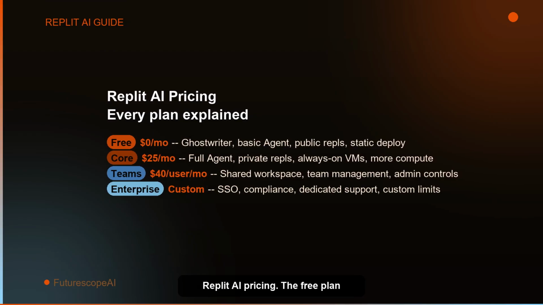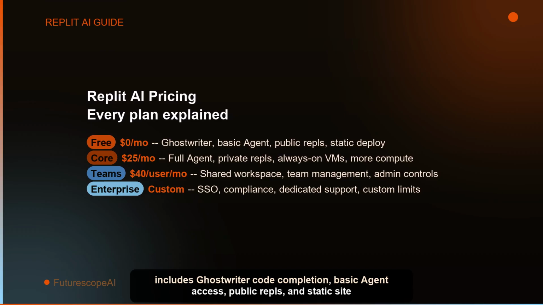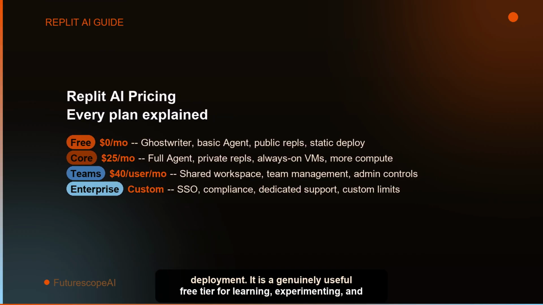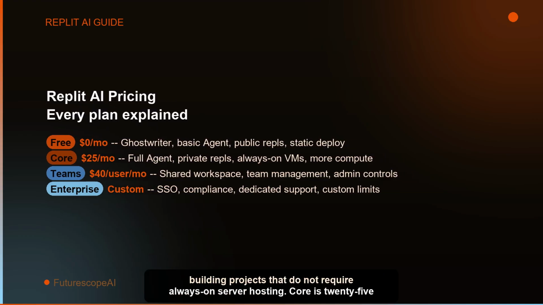Replit AI pricing. The free plan includes Ghostwriter code completion, basic Agent access, public Repls, and static site deployment. It is a genuinely useful free tier for learning, experimenting, and building projects that do not require always-on server hosting. Core is $25 per month.